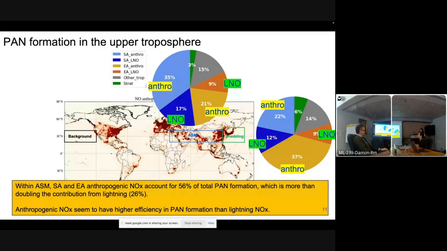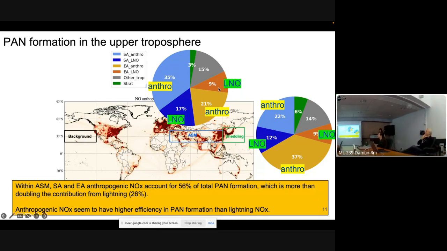Okay, so now we are looking at the PAN formation in the upper troposphere. Compared to the previous results, where I showed that anthropogenic and lightning sources are similarly important, the results of the PAN formation are quite different, which I think is very, very interesting. If you look at the Asian summer monsoon region, the South and East Asia anthropogenic NOx are the dominant source for PAN formation, which is more than double the contribution from lightning. This is also true for the shedding region.